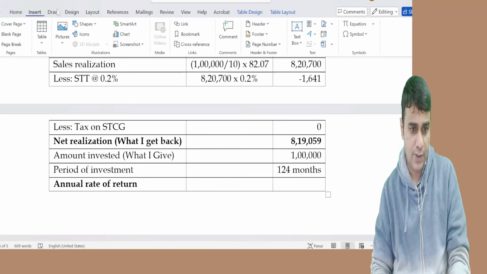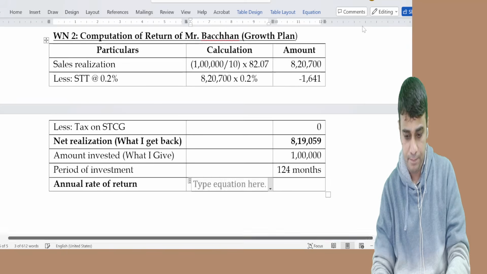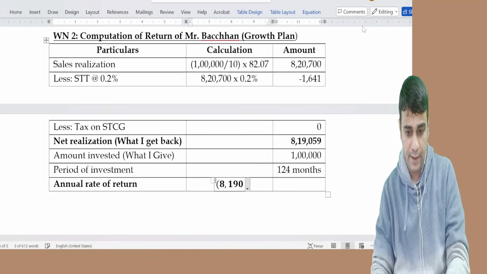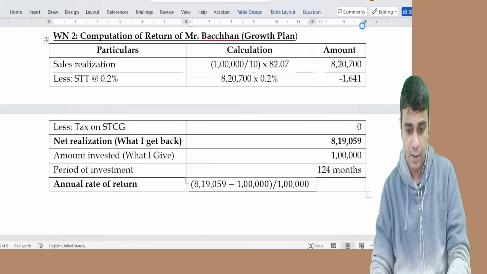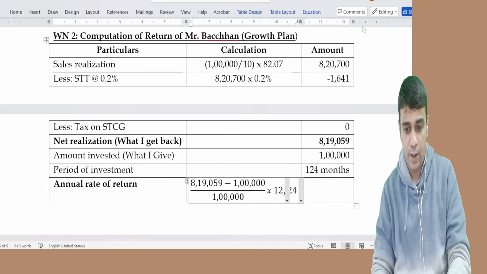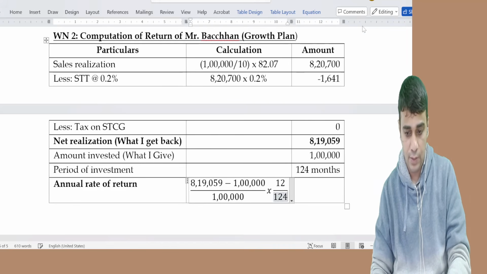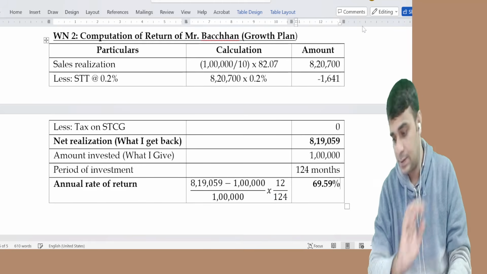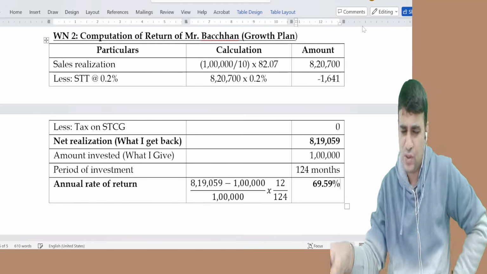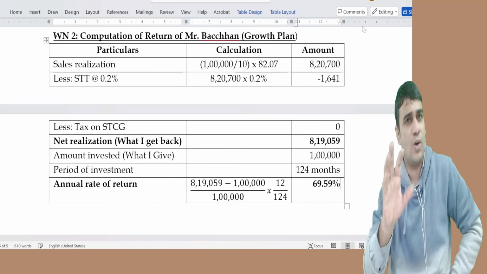Our calculation is going to be 819,059 minus 1 lakh, divided by 1 lakh, into 12 by 124, into 100, which gives the answer 69.59 percentage, which I think most of the students have told me in live online. You could have also got it here.